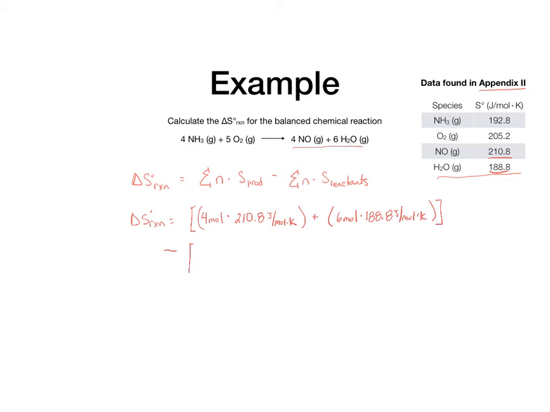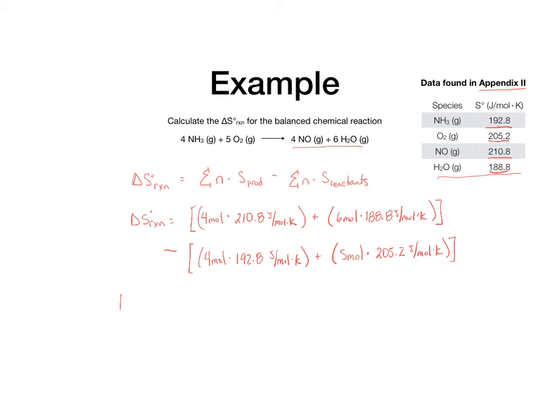minus the same thing for the reactants. So for the reactants, I have 4 moles of NH3, and NH3's S value is 192.8 joules per mole Kelvin plus 5 moles of O2 times our 205.2 joules per mole times Kelvin.